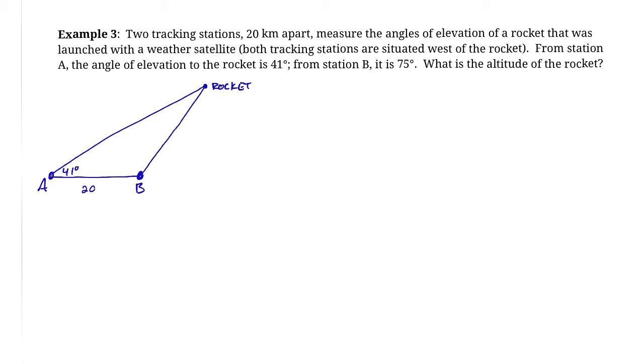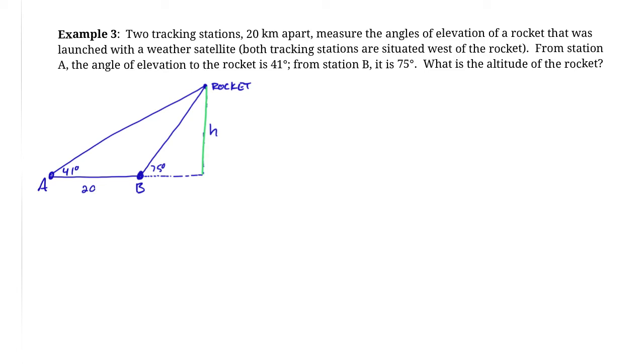So remember, your angle of elevation is going to be from a horizontal line. And here is our rocket. And so this angle of elevation is 75 degrees. We're finding the altitude of the rocket. So we're finding pretty much the height of the rocket, this line right here. So how are we going to do this?